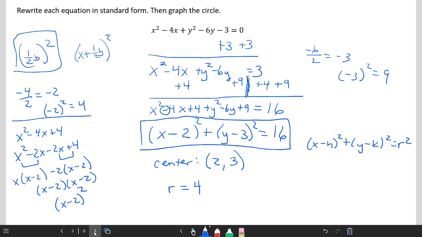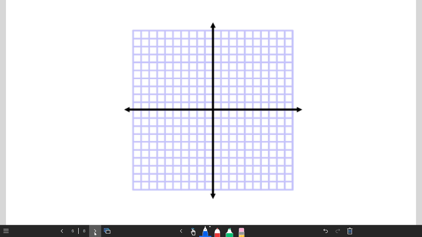So now if we want to graph this circle, we know the center and we know the radius. The center is 2, 3. So there's the center. And then the radius is 4. Now we discussed that every point on the circle is going to be 4 units from the center, but the easiest 4 points to find are the ones that are horizontally or vertically 4 units from the center.